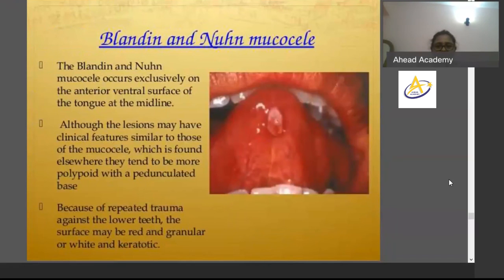Blandin and Nuhn mucocele. The Blandin and Nuhn mucocele occurs exclusively on the anterior ventral surface of the tongue and at the midline. Although the lesions may have clinical features similar to those of mucocele, they are more polypoid with a pedunculated base. Because of repeated trauma against lower teeth, the surface may be red, granular, or white and keratotic.